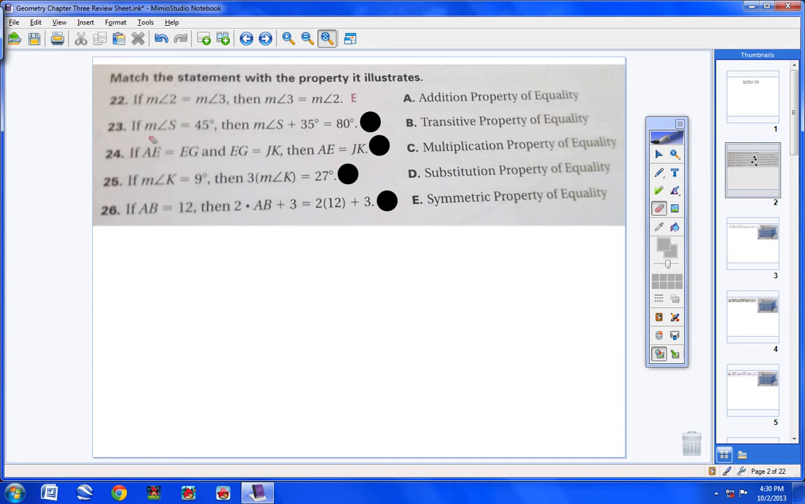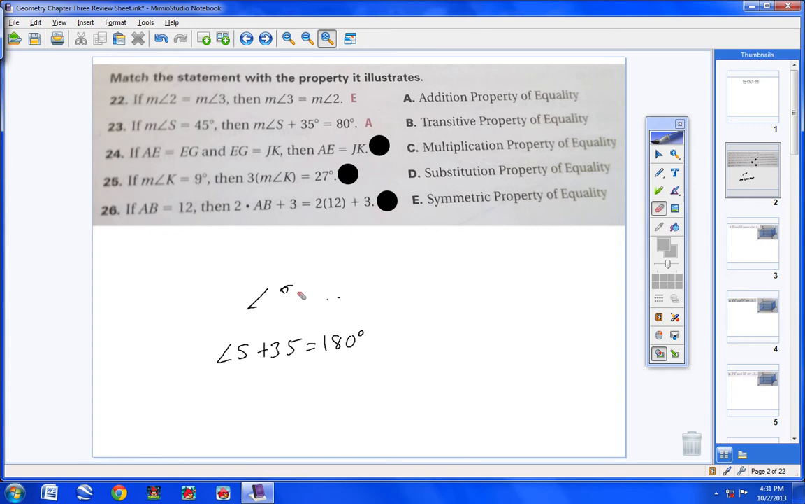Now, number 23, the measure of angle S equals 45. Then the measure of S plus 35 equals 80. Now watch what they did there. They had angle S equals 45. Then they added 35 to both sides. So now they have angle S plus 35, and they added 35 to this side, and that's where the 80 came from. So do you see what they did? They added 35 to both sides. So we call that the addition property of equality because we added the same thing to both sides. And so that would be letter A.